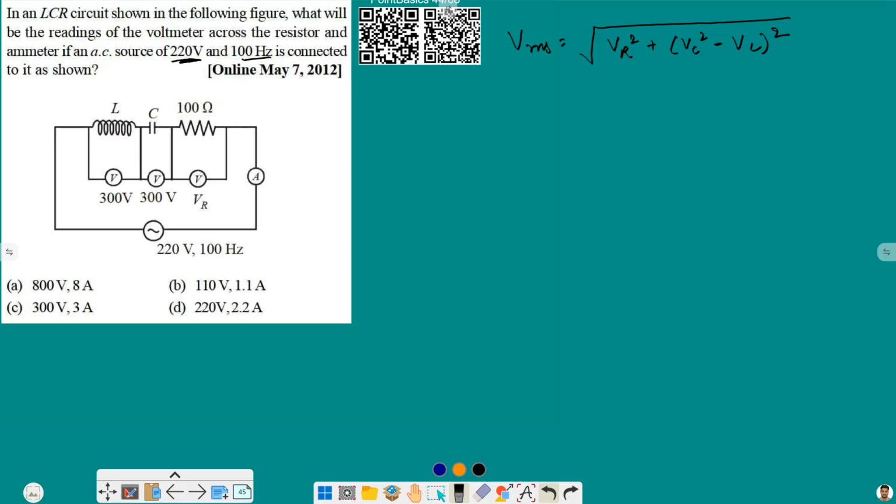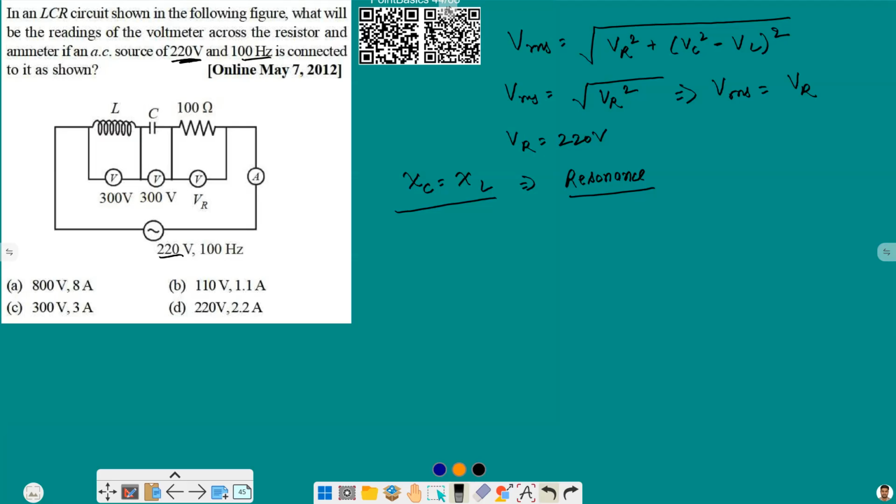Now VL, the voltage across the inductor, is 300, and VC, the voltage across the capacitor, is also 300. So in short, both are equal. So Vrms will be equal to the square root of VR square, and from this Vrms is equal to VR, and VR will be Vrms, that is 220 volts. So 220 volt. And now coming to the current, as we can see that both of these values are equal. The voltages across the inductor and capacitor are equal, meaning XC is equal to XL, or the system is at resonance.